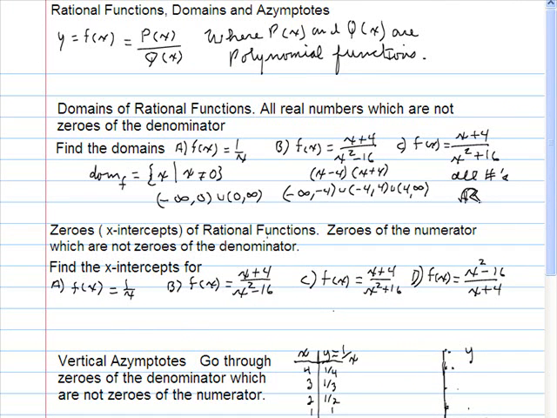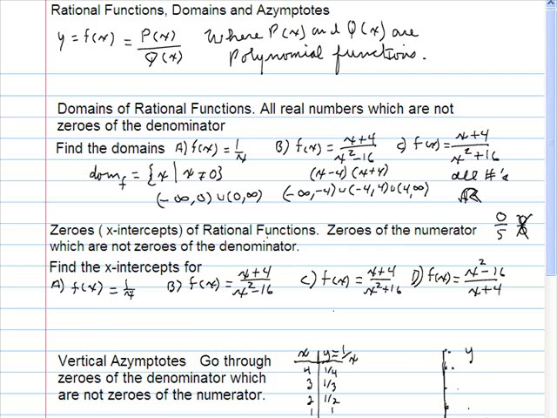Okay, the next thing I want to do is talk about the zeros of a rational function. What values of x make it 0? And you have to recall something about fractions. The only way for a fraction to be 0 is to have the numerator 0 when the denominator is not 0. 0 over 5 is 0, but 0 over 0 is undefined in math. So in order to have a 0 of a function, the numerator has to be 0 when the denominator is not 0. So let's take a look at the first one.